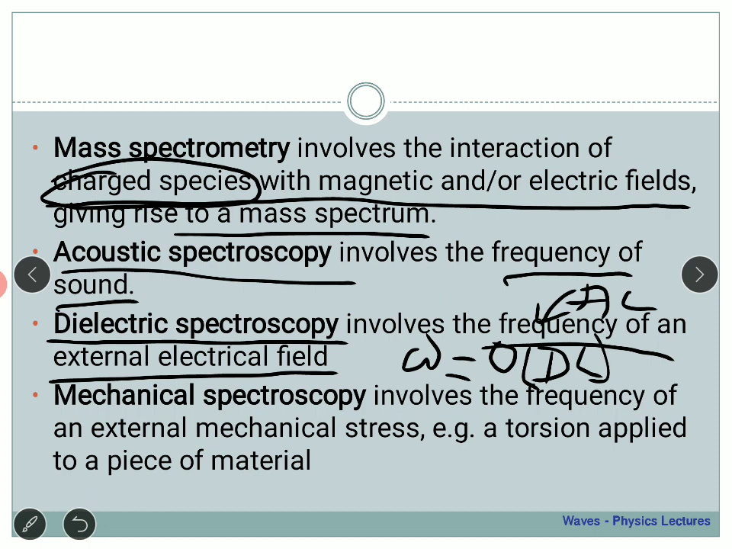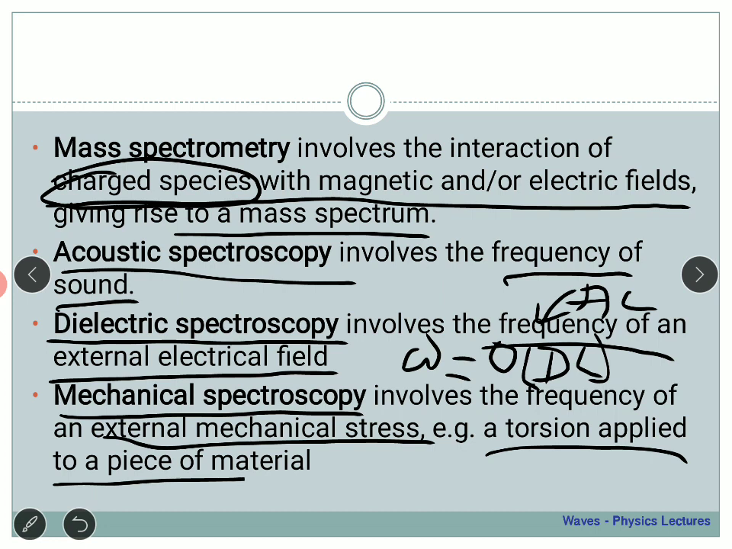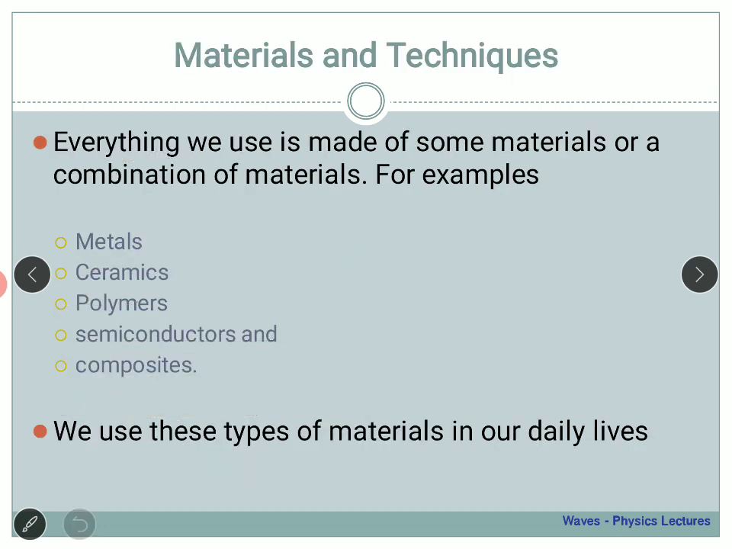Next we have got mechanical spectroscopy. Now this term is not often used, but it involves the frequency of an external mechanical stress. So we all understand what is meant by frequency. So we are actually using external mechanical stress, let's say a torsion which is applied to a piece of material. So we can twist it in a given interval of time for a given number of times, and then basically do the study, and that is what mechanical spectroscopy is all about.